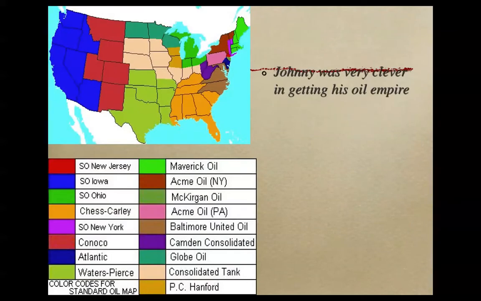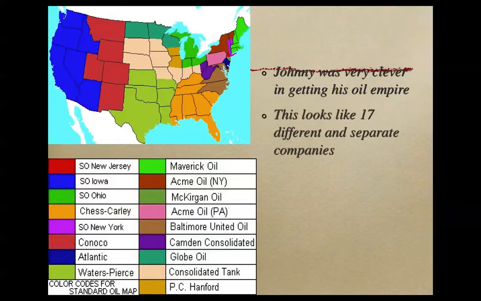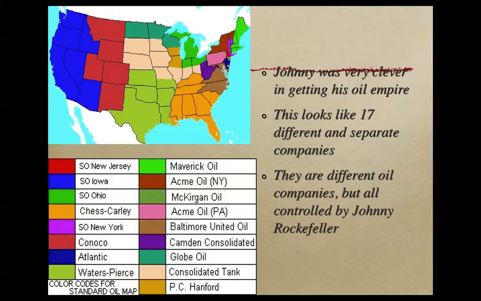Johnny was very clever in getting his oil empire. As you can see, this picture right here of the United States looks like all of these small oil companies. Right? 17 different companies to be exact. They're all different oil companies, but controlled by the same man. Johnny Rockefeller controlled all of these companies.